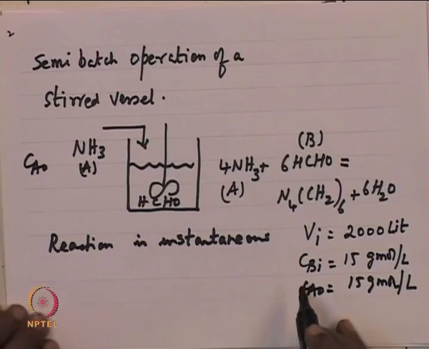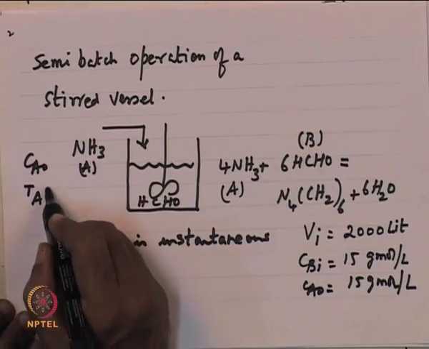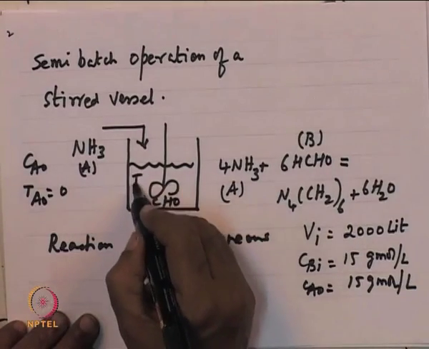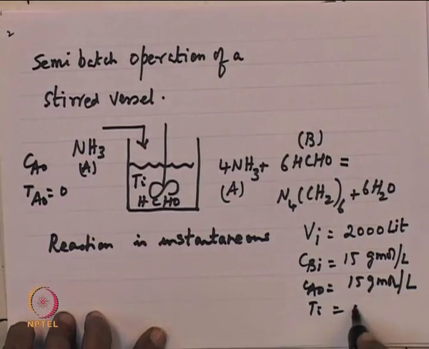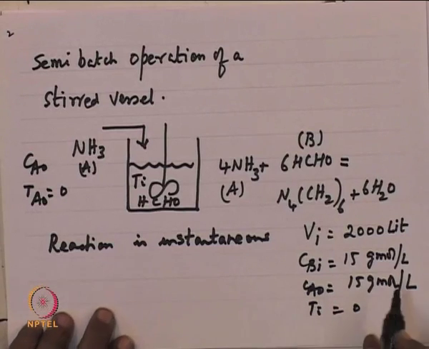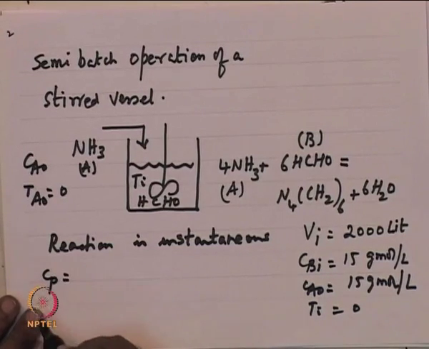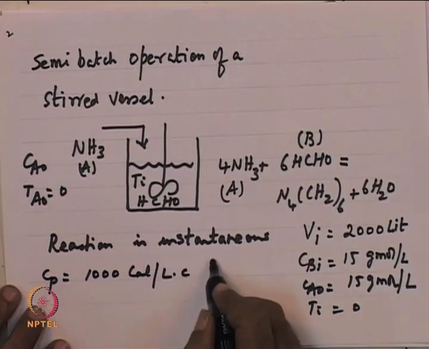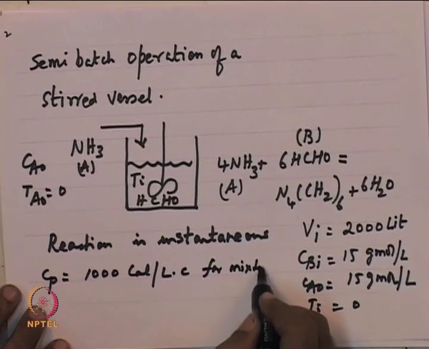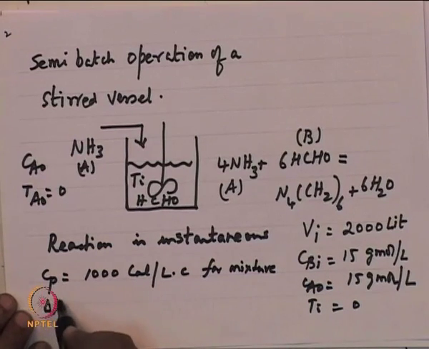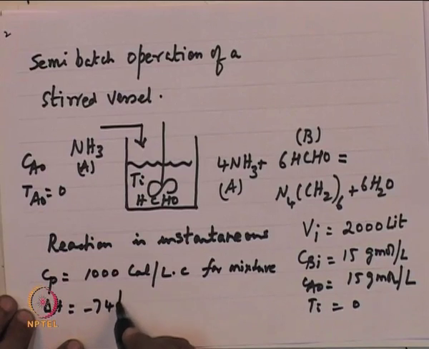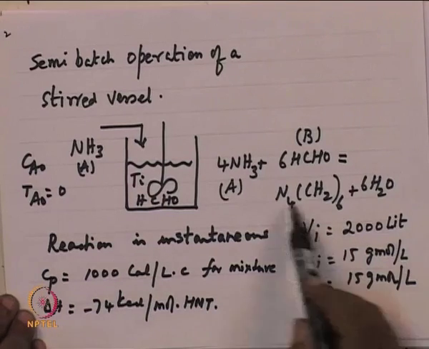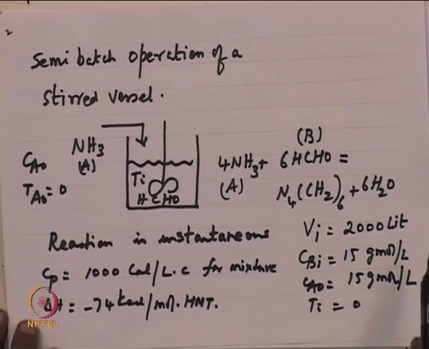per liter. Now, the temperature Ta0 is 0, and Ti is given as 0. Cp, the volumetric specific heat, is given as 1000 calories per liter C for the mixture. For the mixture, it does not change, that is the assumption. The heat of reaction is given as minus 74 kilocal per mole HMT, for every mole of HMT formed.